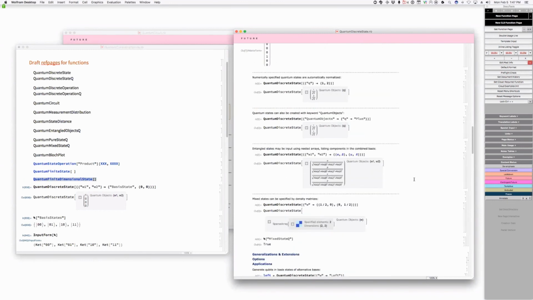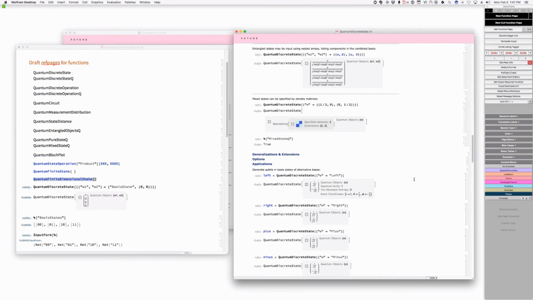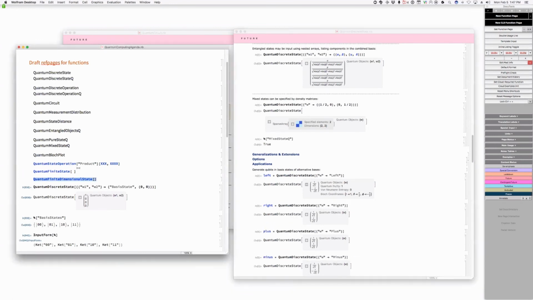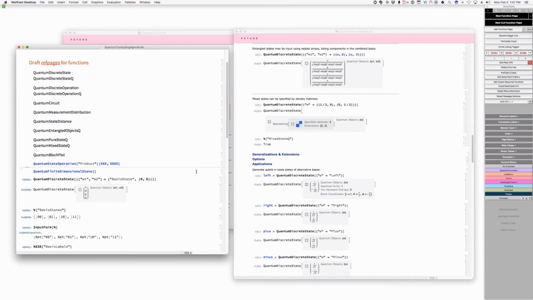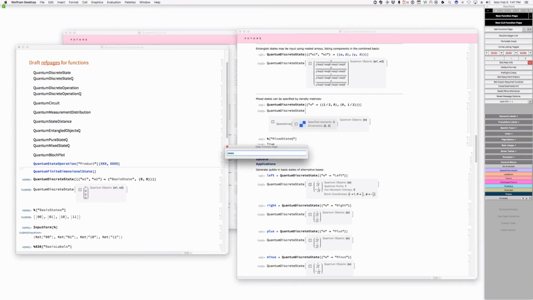So I like the quantum state operation, product, trace, all of that stuff, what you suggested. I think if we want to look at quantum discrete operation and then actually quantum measurement distribution, I think those might be useful, because I tried to implement a lot of the stuff that you had mentioned previously. Okay, let's take a look.